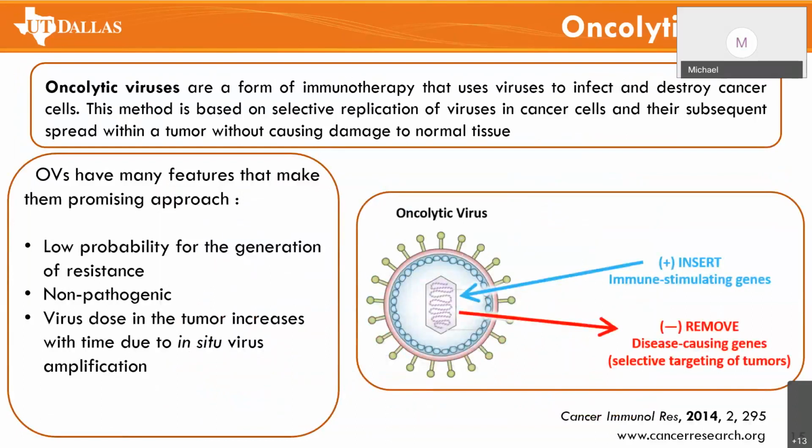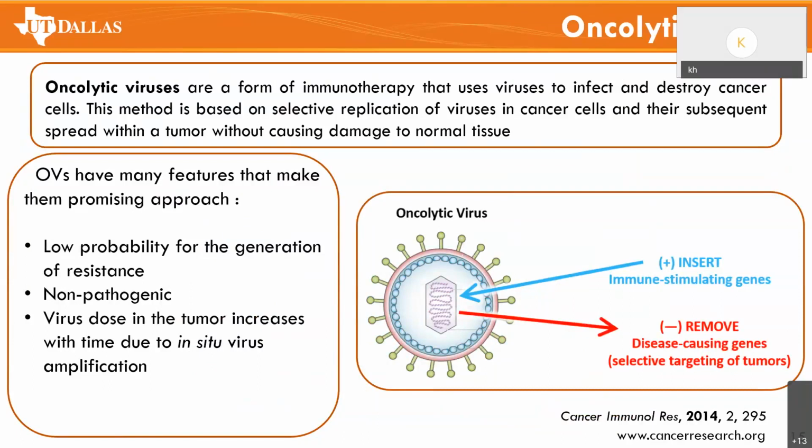Okay, so another class of immunotherapeutic method is oncolytic viruses. And normally, we know that we avoid the virus infection because virus can kill healthy cell and cause disease. But some viruses target and infect cancer cell specifically. This virus is called oncolytic virus and can be used as an immunotherapy method.